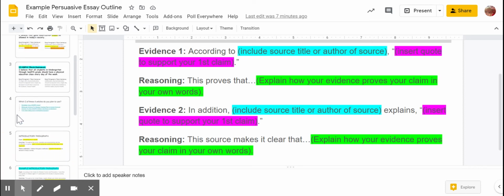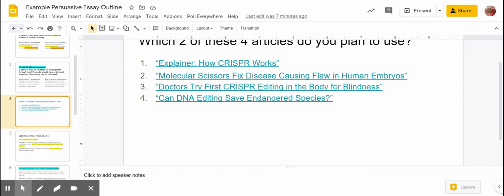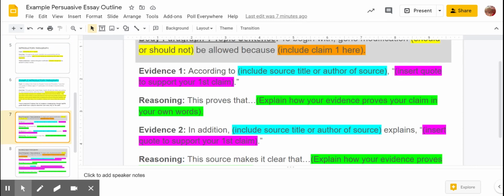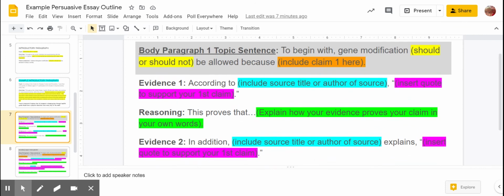Okay, so now some of these titles are pretty long. So if you use source 2, you would say, according to molecular scissors fix disease-causing flaw in human embryos, you would put all that in the blue here, and then you would insert your quote that you got from that article. Now, pretty easy there, but then you have to put your reasoning. This proves that many people who have suffered with different diseases could avoid passing those diseases down to their children or something. So you do not say the same thing that you put in a quote.